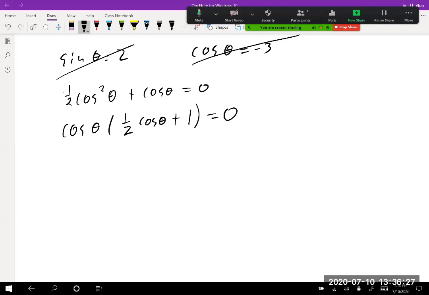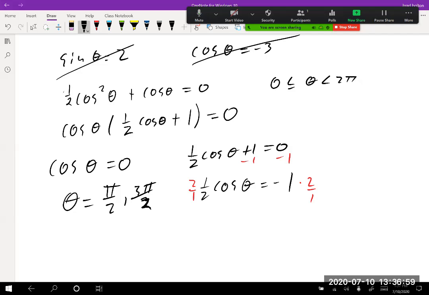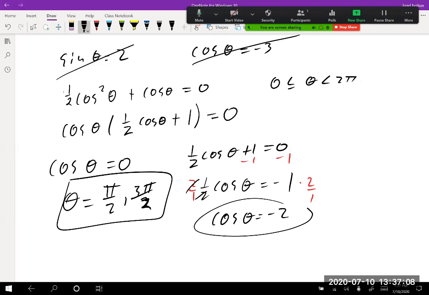So this will be cosine theta times 1/2 cosine theta plus 1. Now I'm going to set cosine theta equals 0, and then 1/2 cosine theta plus 1 equals 0. When is cosine of theta 0? This is pi halves, 3 pi halves. We know that from the unit circle. However, this other one would be 1/2 cosine theta equals -1, because we subtract 1. Then we multiply by 2, so this would cancel and cancel, and we'd be left with cosine of theta equals -2. So this is your answers, but this one you can never find.